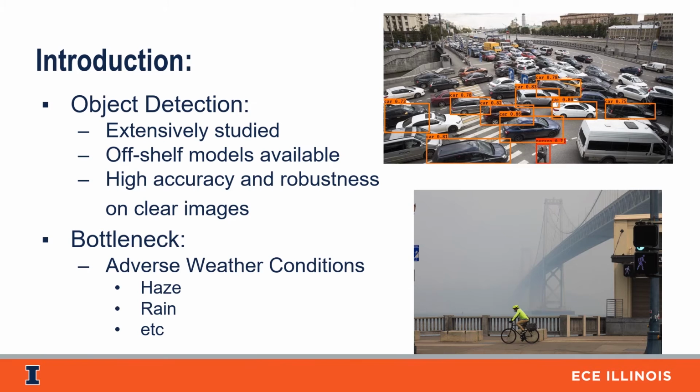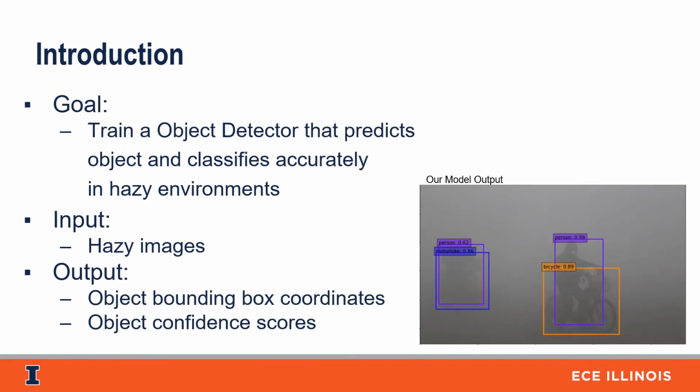Object detection has been extensively studied in recent literature. There are many off-the-shelf models available with high accuracy and robustness on clear images. However, it is still facing the bottleneck of adverse weather conditions, like haze and rain, as they jeopardize the quality of the images greatly. In this project, our goal is to train an object detector that predicts objects and classifies accurately in hazy environments. The inputs are only the hazy images, and the outputs include the bounding box coordinates and the confidence scores.